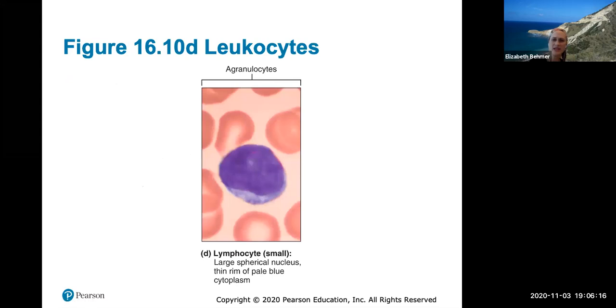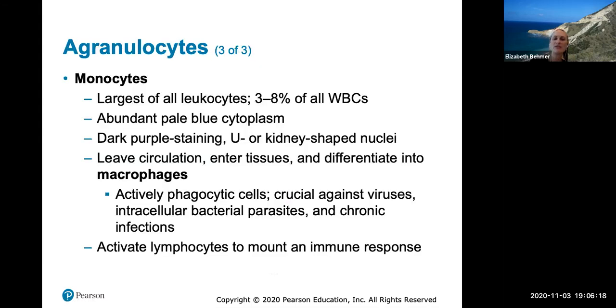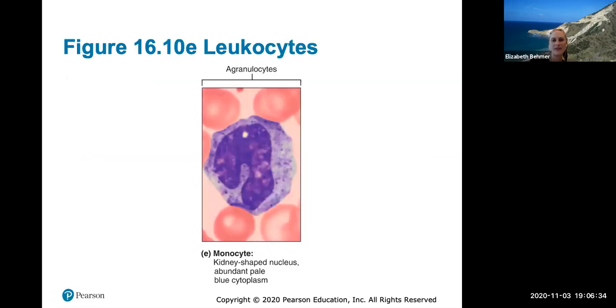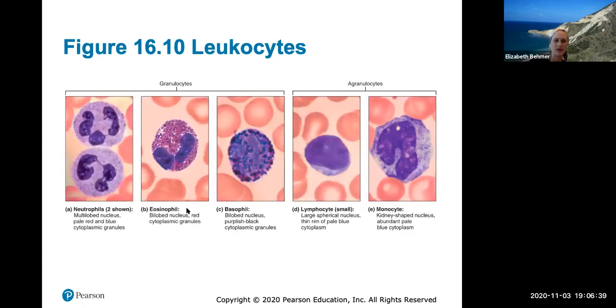So here's a lymphocyte. And then your monocytes are the largest. They will differentiate into macrophages, which just means they're actively phagocytic. So they will just engulf or eat up the virus or infection that they need to get rid of. And there is a monocyte. Okay, so those are the 5 different types of leukocytes.